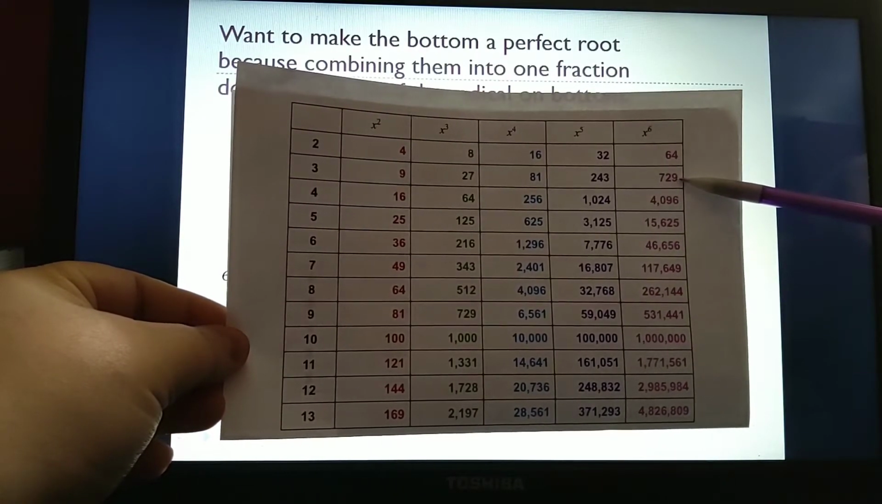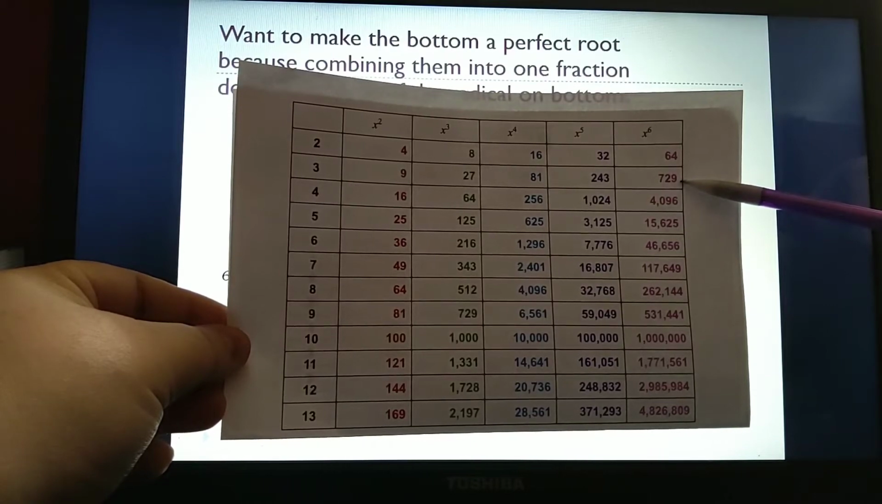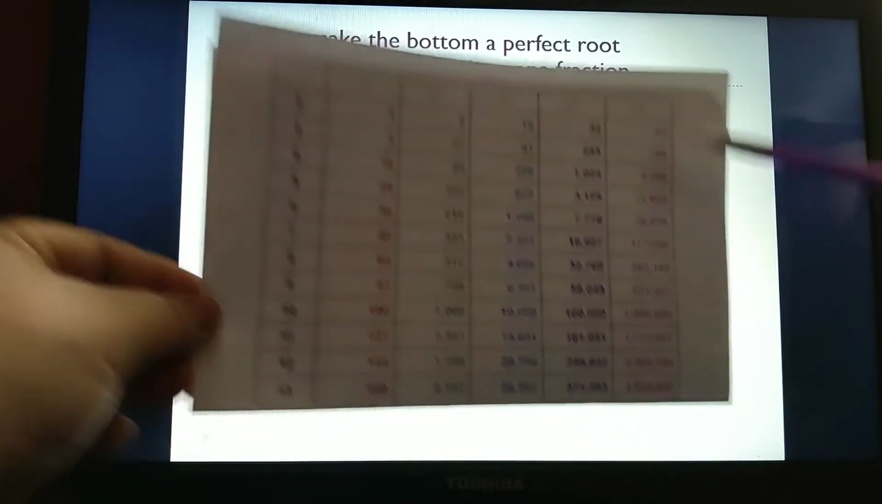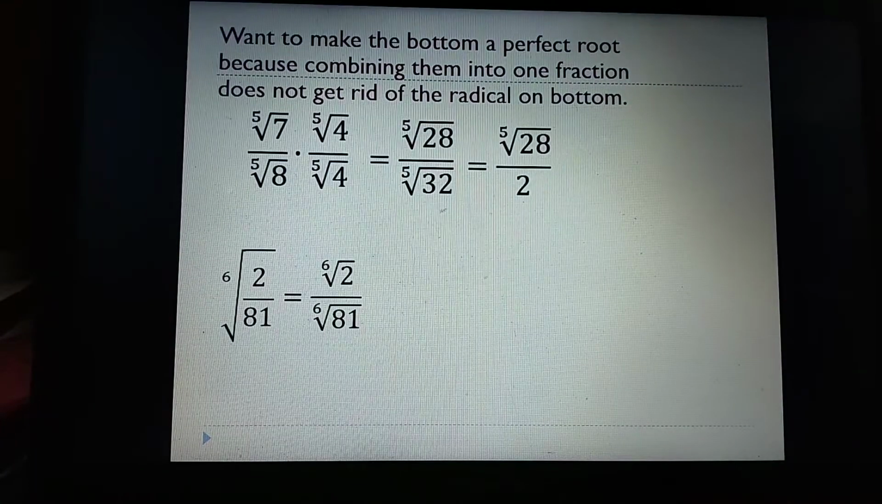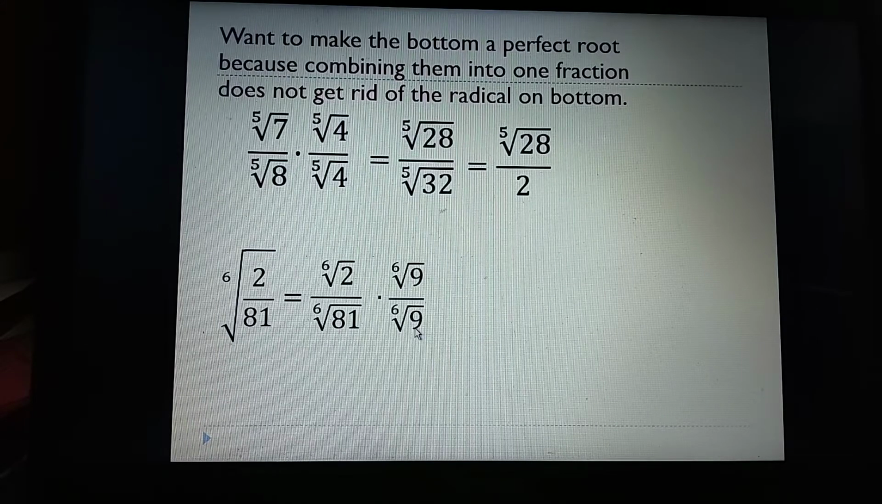However, we're going to figure out, can we multiply 81 by something to make it 729? And if you do 729 divided by 81 in your calculator, you get 9. So we're going to multiply the bottom by the 6th root of 9. They have to have the same index. And whatever I did on the bottom, I do on the top.